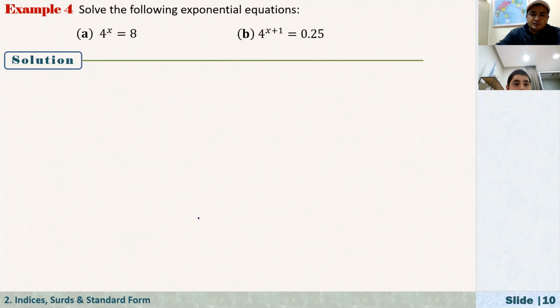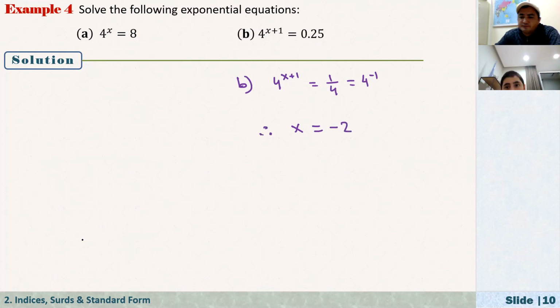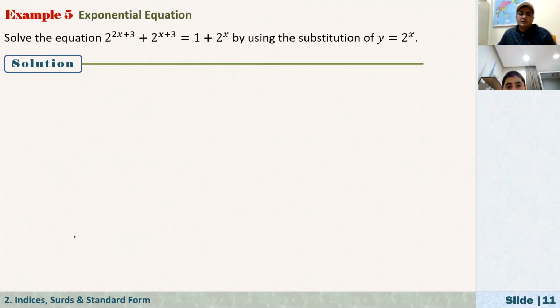Okay, and also solving exponential equations. Last time we talked about this. I just solved only B parts. I think you can do other questions. What is 4 to the power of x plus 1, right? 0.25 is, I can write it 1 over 4, which is equal to 4 to the power of minus 1. So from here, what is x? x is equal to negative 2. Okay, this is just very simple.